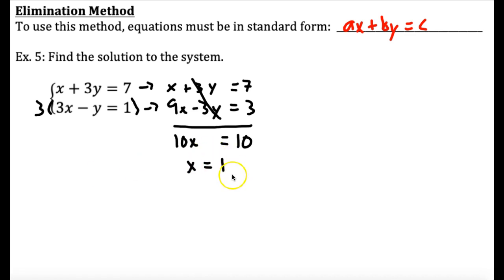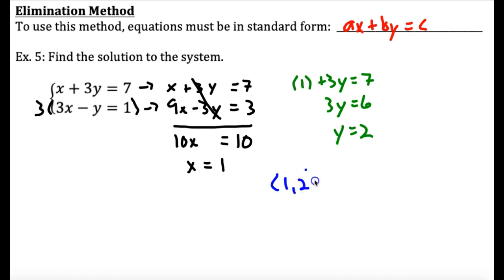Right? So now I just need to take this and plug it back into one of my equations to solve for y. So it doesn't matter. I'll choose the first one. So plug 1 in for x. So 1 plus 3y equals 7. Subtract the 1 over. 3y equals 6. And divide by 3. You get y equals 2. So my answer is the coordinate point (1, 2).